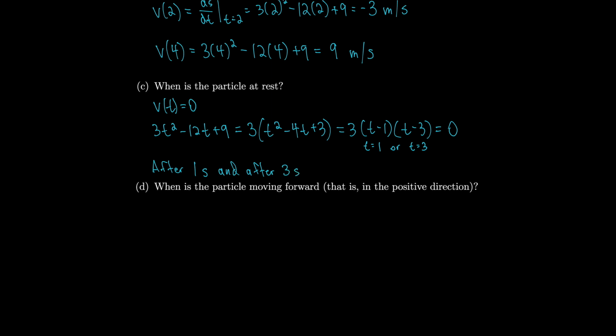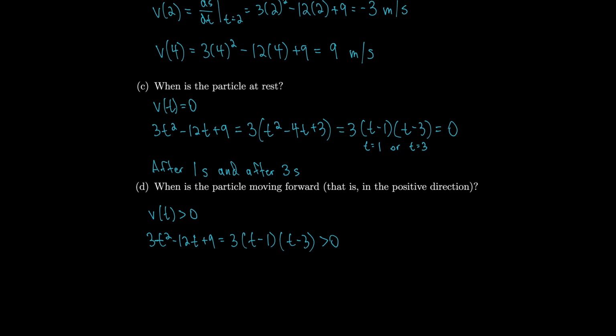To see when the particle is moving forward, we want to check when the velocity is positive. So we want v of t to be greater than 0. So that means that we want 3t squared minus 12t plus 9, which we set equal to 3 times t minus 1 times t minus 3, to be greater than 0.